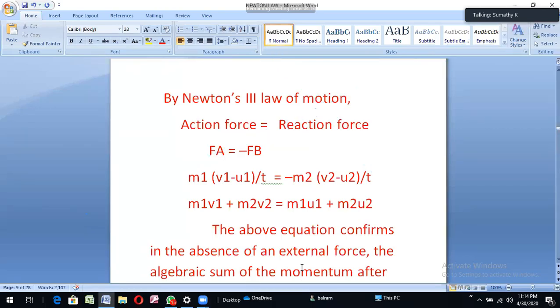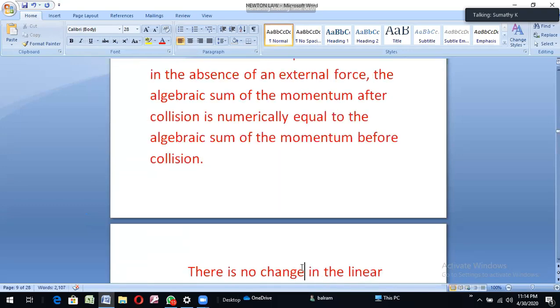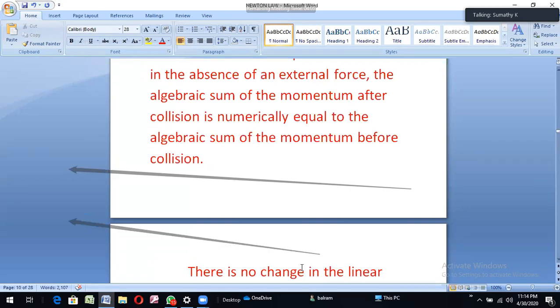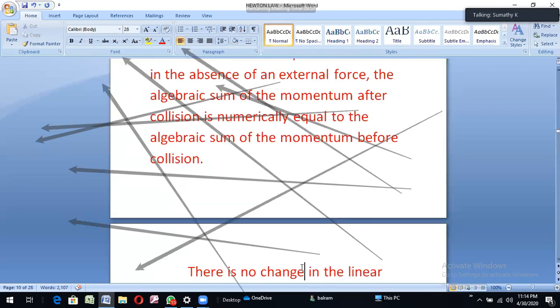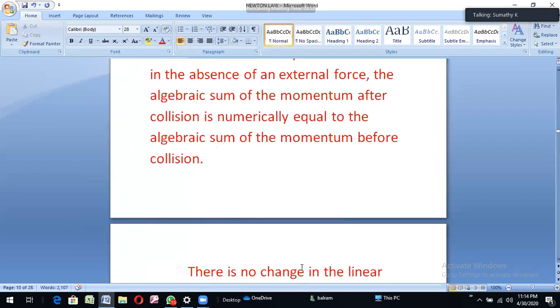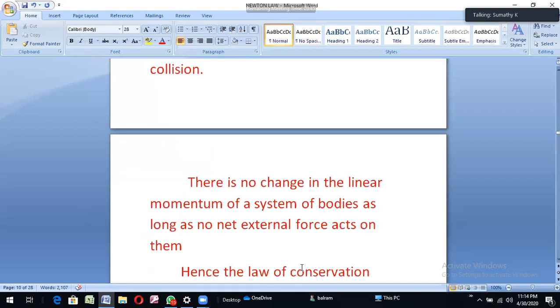The above equation confirms that in the absence of external force, the algebraic sum of the momentum after collision is numerically equal to the algebraic sum of the momentum before collision. Before collision and after collision will be the same. This is the conservation of momentum. There is no change in the linear momentum of the system of bodies as long as no net external force acts on them. This is also one of the definitions of the law of conservation of momentum. Both are equal.